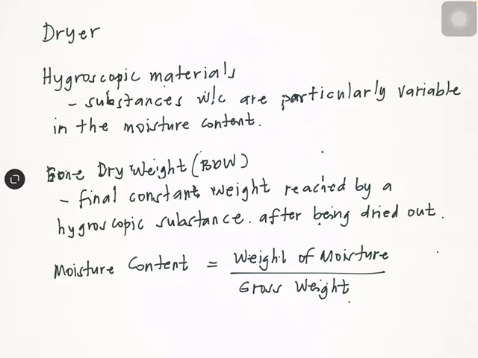And we have this formula for moisture content. This is the equivalent of the weight of moisture over the gross weight. And we have this gross weight. Gross weight is the bone dry weight plus the weight of moisture.